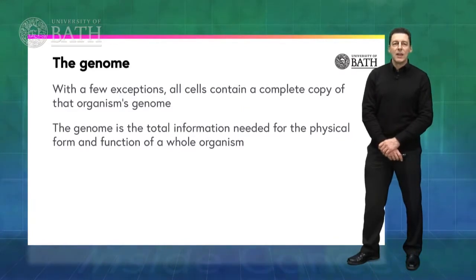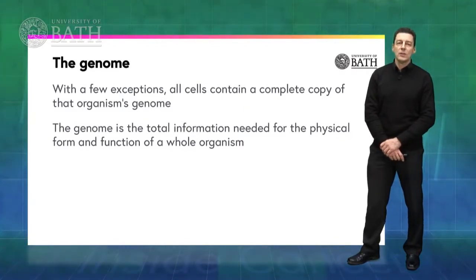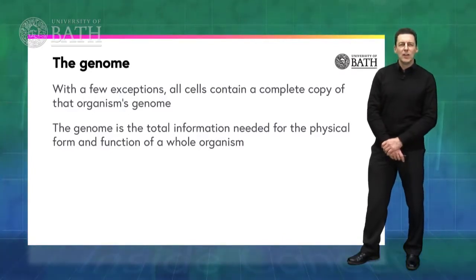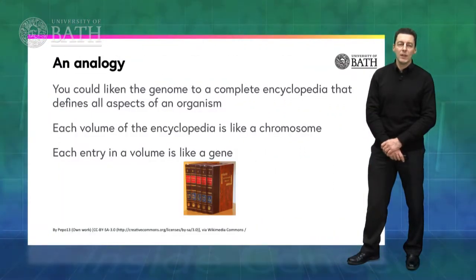Most of our cells contain a full set of instructions. A full set of DNA is termed the genome. Our genome is like an encyclopedia. Each encyclopedia has multiple volumes, just like we have separate chromosomes. And within those volumes, there are separate entities. In the genome case, those are our genes.